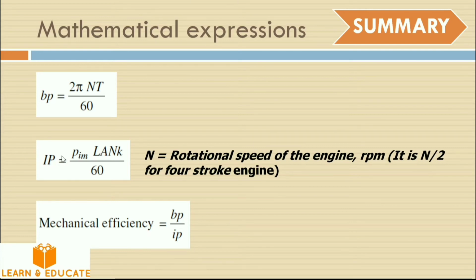IP, indicated power, is usually expressed as the product of indicated mean effective pressure PIM, L the stroke of the piston, A the area of the piston, N the rotational speed of the engine in revolutions per minute, and K the number of cylinders. N will be equal to N by 2 for a 4-stroke engine because for every 2 revolutions, 1 power stroke is obtained. But in the case of a 2-stroke engine, for every revolution of the crankshaft, you will get 1 power stroke. Mechanical efficiency, as we have seen earlier, is the ratio of BP by IP.